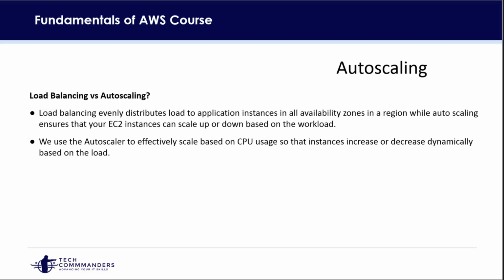Okay, let's talk about auto scaling and how it compares to load balancing. One of the things that can confuse people is whether load balancing and the auto scaler that we could use are actually the same or different, and how that really plays in. Load balancing is really meant to distribute the workload to application instances in all availability zones in a region, while auto scaling ensures that your EC2 instances can scale up or down based on the workload. So you want to use the auto scaler to scale up usage, for example, and then increase or decrease dynamically.